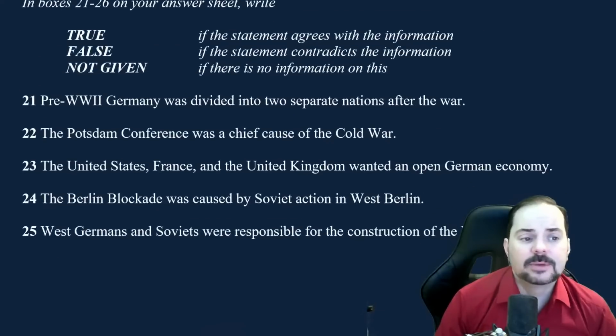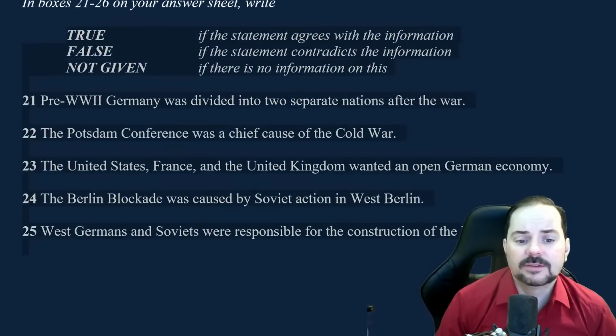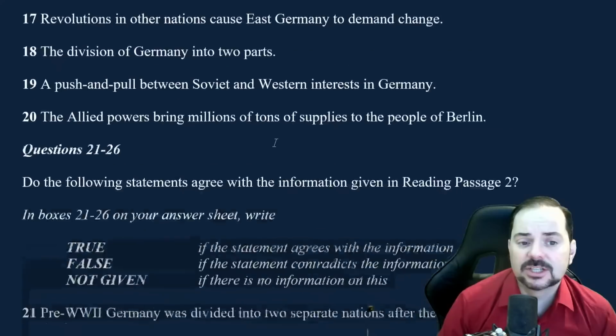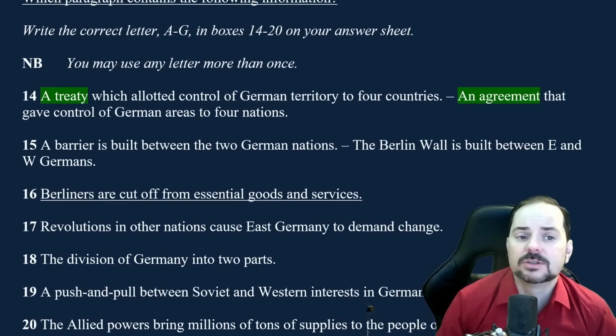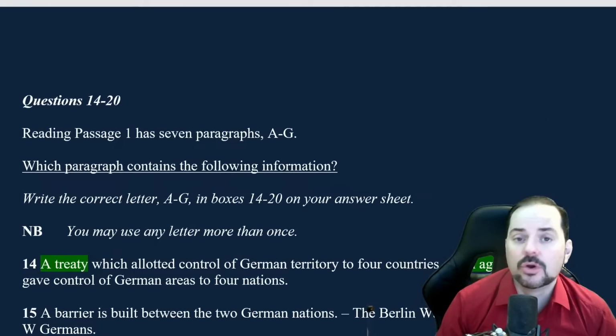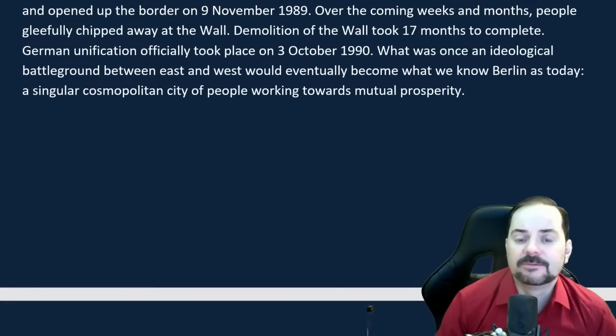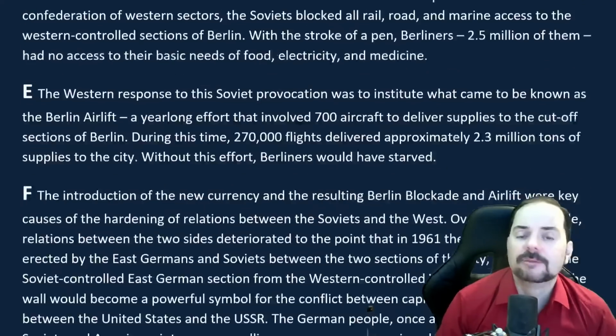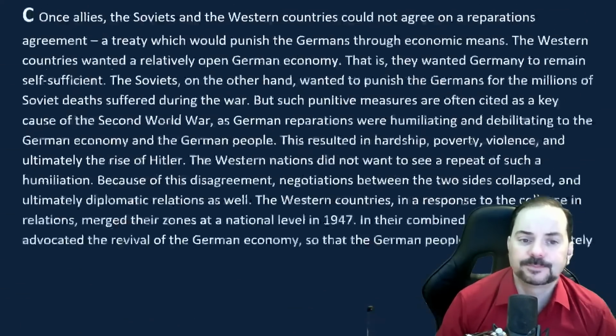Okay. Now, then we have true, false, not given. True, false, not given. Don't read it before the passage. There's no point. You don't know what's false. You don't know what's not given. There's absolutely no reason to skim read that. In fact, it's just bad. It will confuse you. Okay.